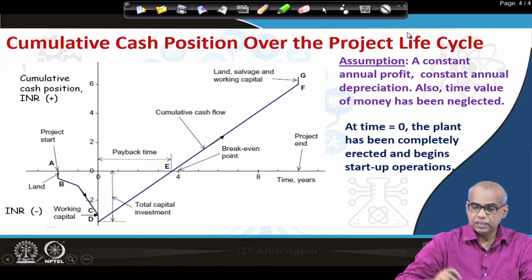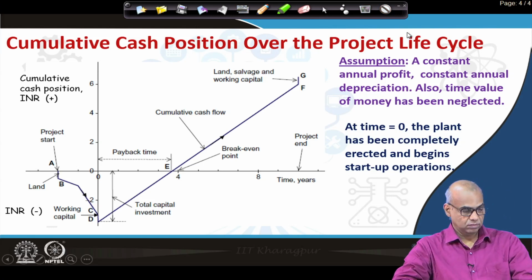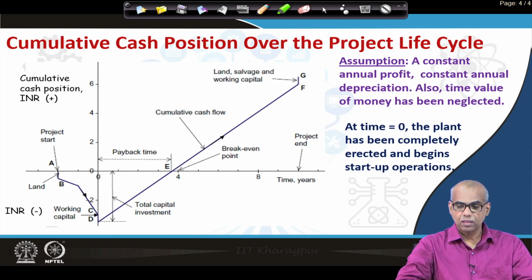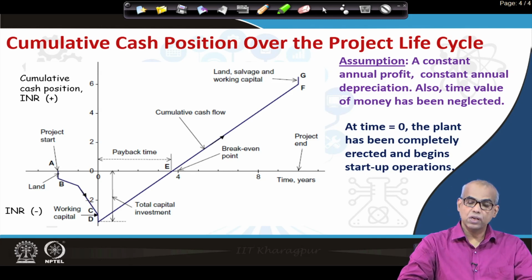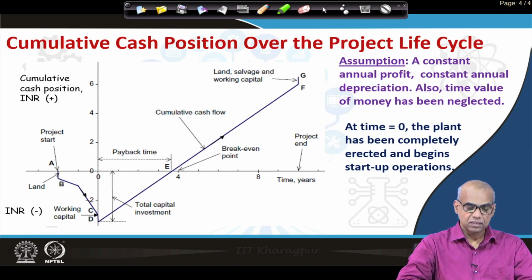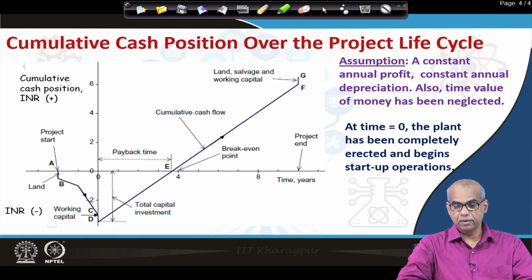Now, there are certain assumptions that go behind developing this cumulative cash flow diagram. For example, we have assumed a constant annual profit and a constant annual depreciation. Also, the time value of money has been neglected in this particular diagram.